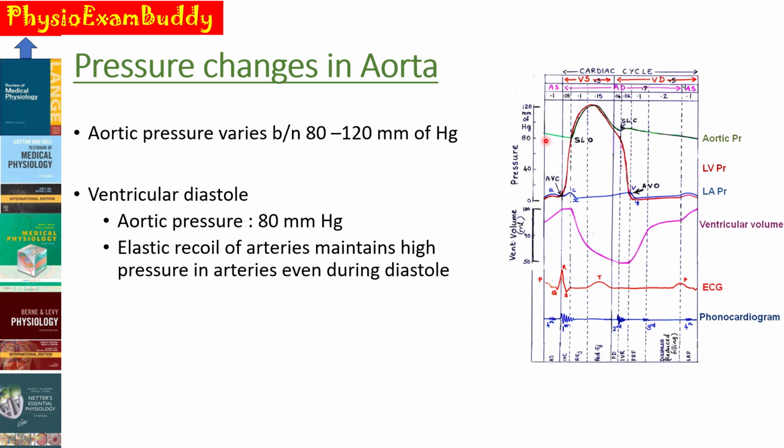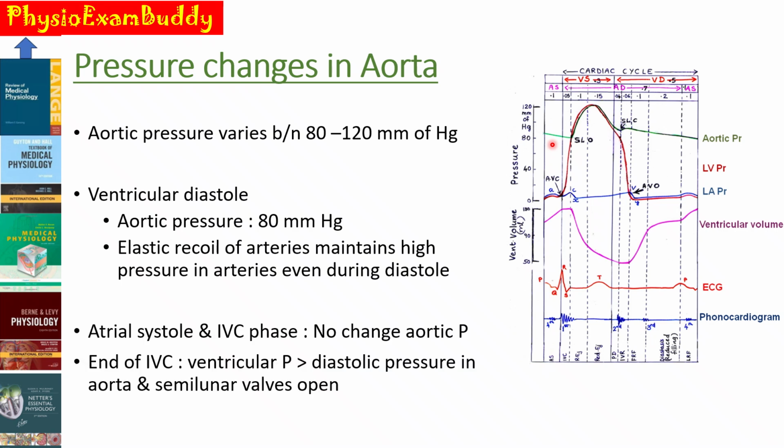At the start of the ventricular diastole, this atrial systole first phase is corresponding to the last phase of the ventricular diastole. So during the ventricular diastole, you can see here that the aortic pressure is 80 millimeters of mercury, because the elastic recoil of the arteries maintains a high pressure in the arteries even during diastole because of the Windkessel effect.